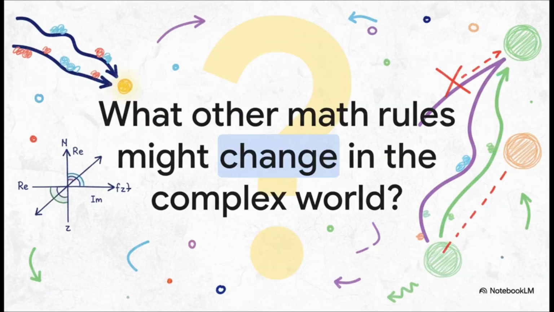So the big takeaway is this. Adding a new dimension forced us to be way more careful, way more strict. But it was that very strictness, that unbreakable rule that all paths must agree, that unlocked this whole new world of powerful mathematics. And it really makes you wonder, doesn't it? What other simple math rules that we take for granted get completely turned on their head when you step into the complex world?